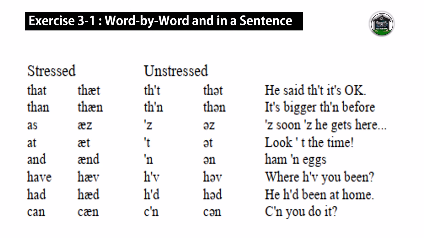Exercise 3.1. Word by word and in a sentence. That. He said that it's okay. Than. It's bigger than before. As. As soon as he gets here. At. Look at the time. And. Ham and eggs. Have. Where have you been? Had. He'd been at home. Can. Can you do it?